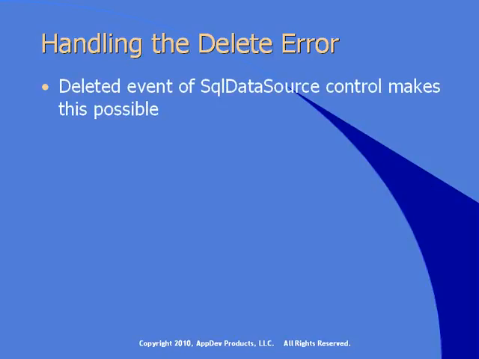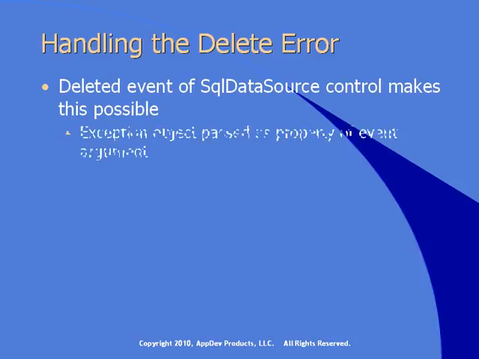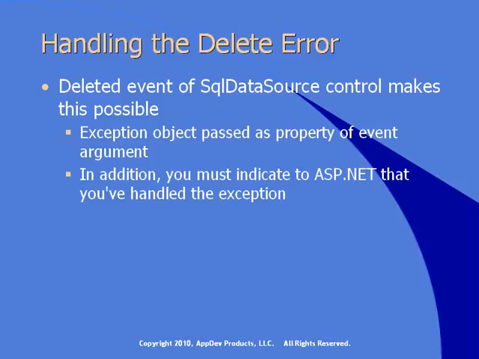The Deleted event of the SQLDataSource control makes this possible. ASP.NET passes to you the exception object, and it's passed as a property of that second argument, e. In addition, you have to do one more thing. You not only have to do something with the exception, you have to indicate to ASP.NET that you've handled the exception.